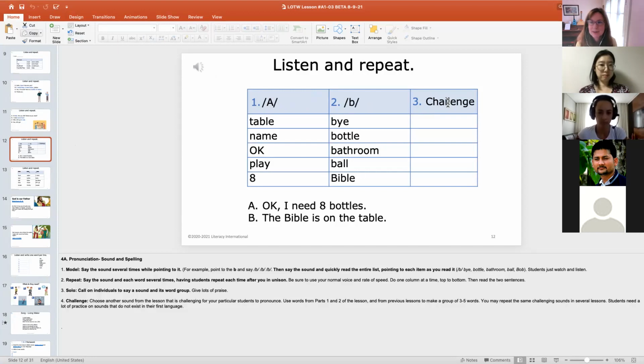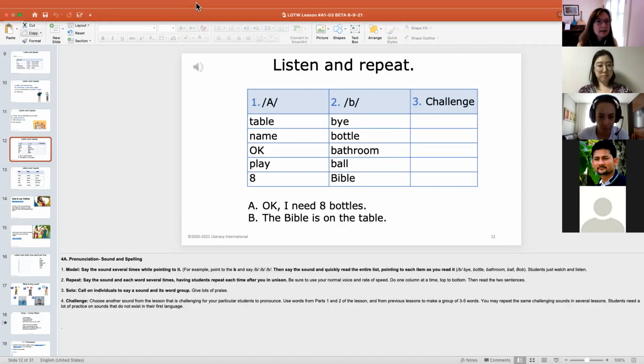So just like with all the other sections of our curriculum, this one uses the model, repeat, and solo format. And so I'm going to go ahead and put this into presentation mode so we can see it full screen. Okay.